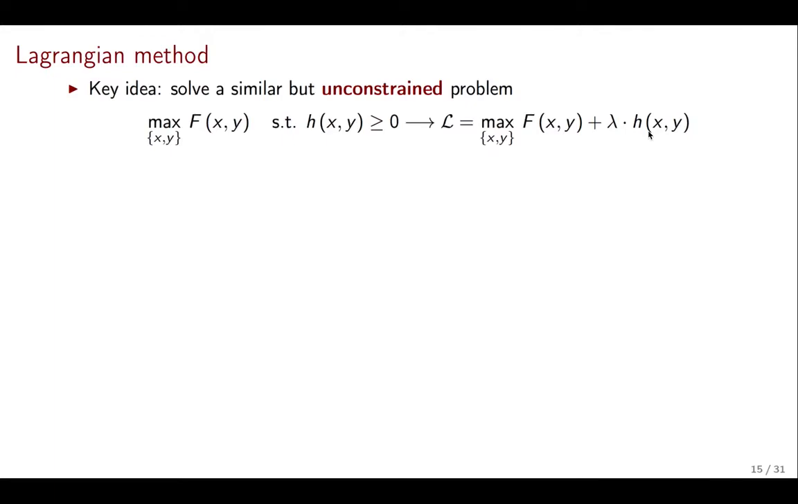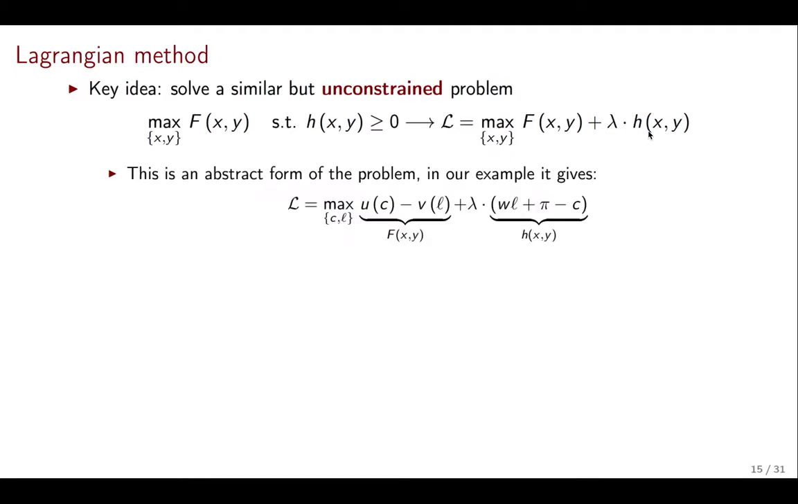Now, before we go into the interpretation of the problem and why this works, let us see just how this looks in the case of our example before. We're maximizing in the Lagrangian, choosing consumption and labor, just as before. We had our objective function, which is going to be the utility of the agent. That's going to be our f. And then we add lambda, the Lagrange multiplier, times our constraint equated to 0. So this is going to be the constraint here.